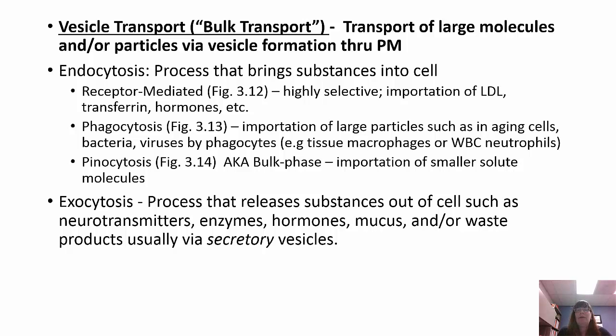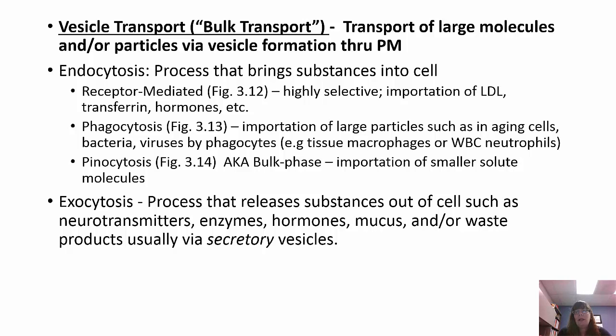Bulk transport is how large molecules get in or out of the cell, and it's through vesicle formation. Endocytosis is what brings substances into the cell. Exocytosis releases substances out of the cell. So endocytosis actually has 3 different types: receptor-mediated, phagocytosis, and pinocytosis. Receptor-mediated endocytosis is highly selective. Basically, you can transport things like low-density lipids, transferrin, hormones, things like that. But it will actually bind to the receptors and then be transported.